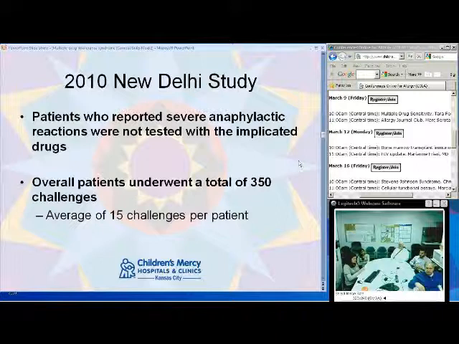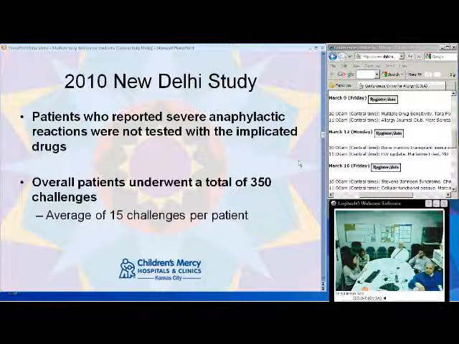Overall, these 23 patients underwent 350 different challenges. They averaged 15 challenges per patient. They put these patients into the hospital for about 2 weeks at a time, and if there was a suspicion of a true reaction, they'd give them half of a dose one day, and the next day the full dose. If they didn't think it was a true reaction, they'd just give the full dose that day. And then the next day they'd challenge them to a new drug.